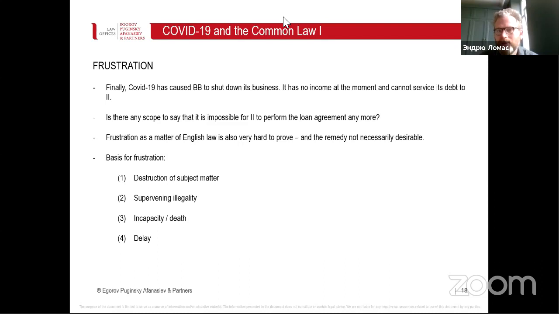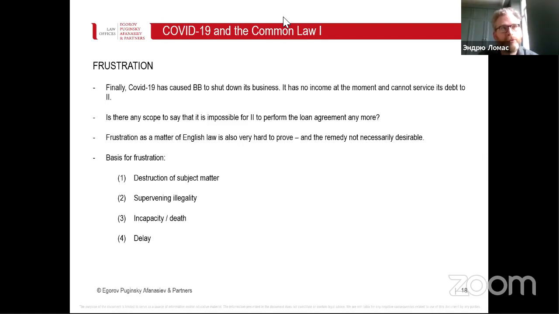Incapacity or death, well, as far as we know, they may have drunk lots of wine and brandy, but that's not incapacitated them. It's certainly not killed them. That doesn't seem to be available. And then finally, delay. There's kind of a delay that sort of makes performance impossible.